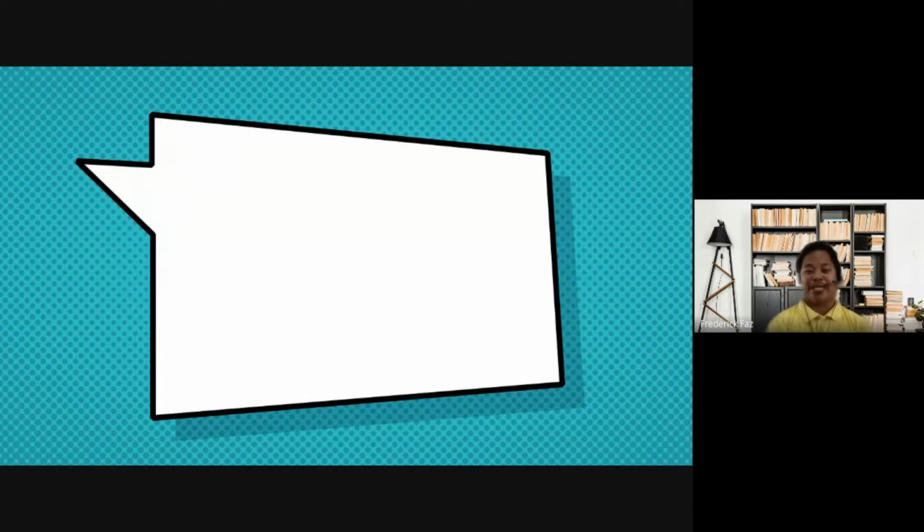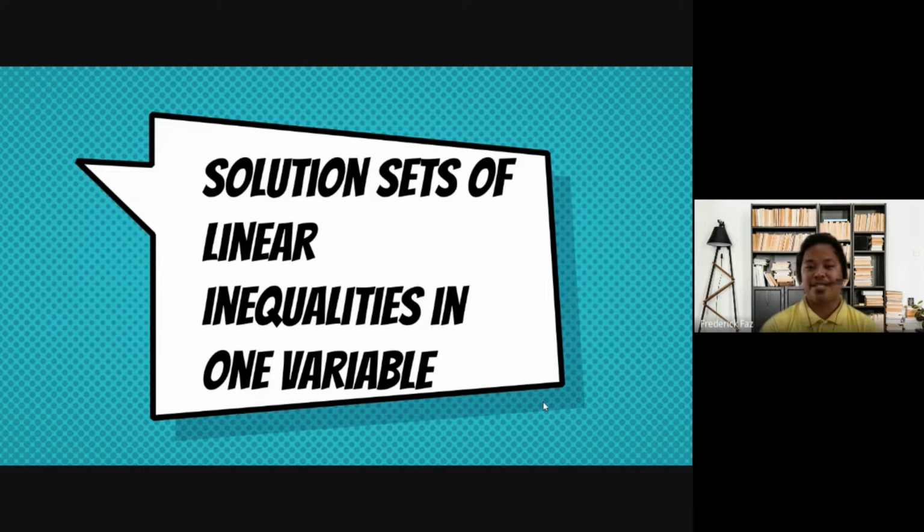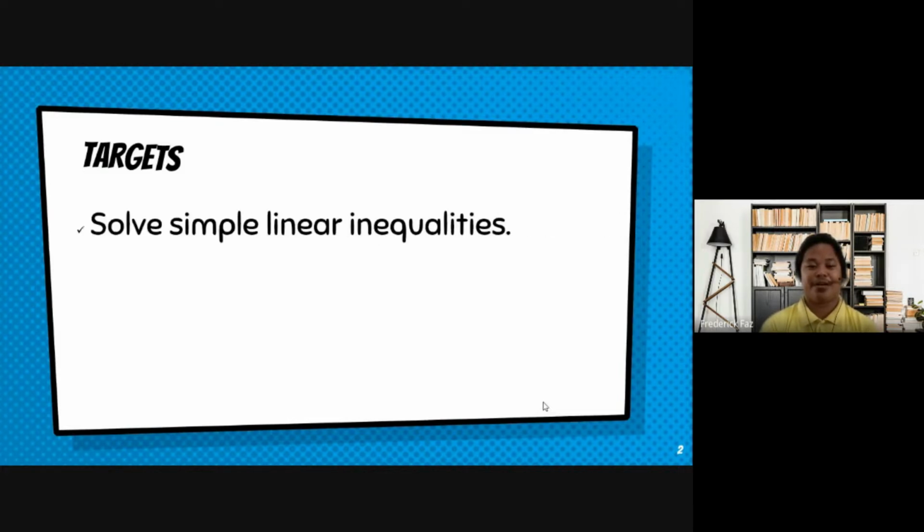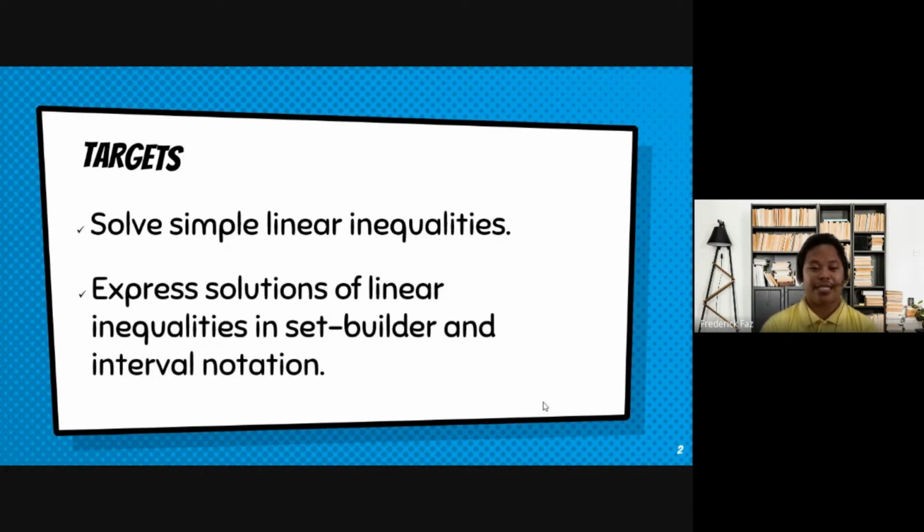Sa ngayon araw po, itatalakayin po natin solution sets of linear inequalities in one variable. Are you ready na po? Okay, so for the targets of today's lesson po, we are going to solve simple linear inequalities. We're also going to express solutions of linear inequalities in set builder and interval notation.